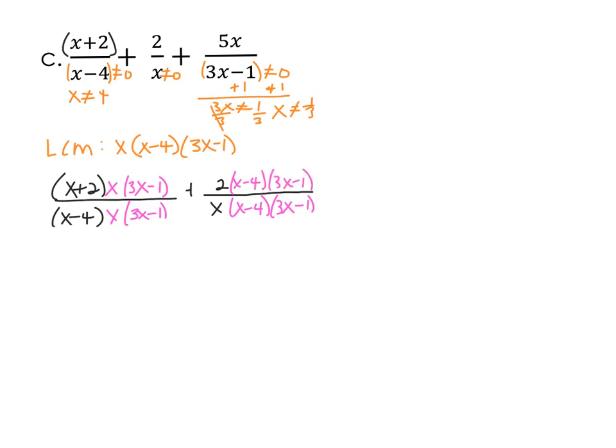Last but not least, we have a 5x all over 3x minus 1. But now this one needs the x and the x minus 4. Oops, put that in parentheses. There we go. What we need to do here, and I'm going to allow you to pause the video to try it, is we need to take each fraction and clean up the numerators. So we're going to multiply, multiply, and multiply. I encourage you to pause the video, try the multiplies.